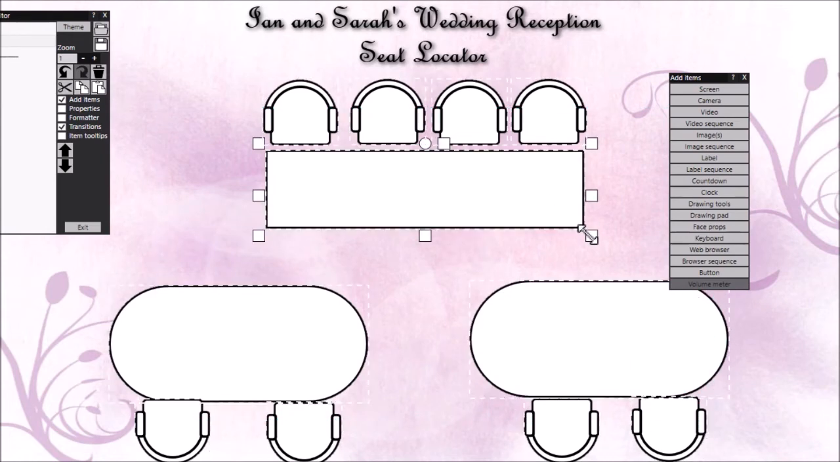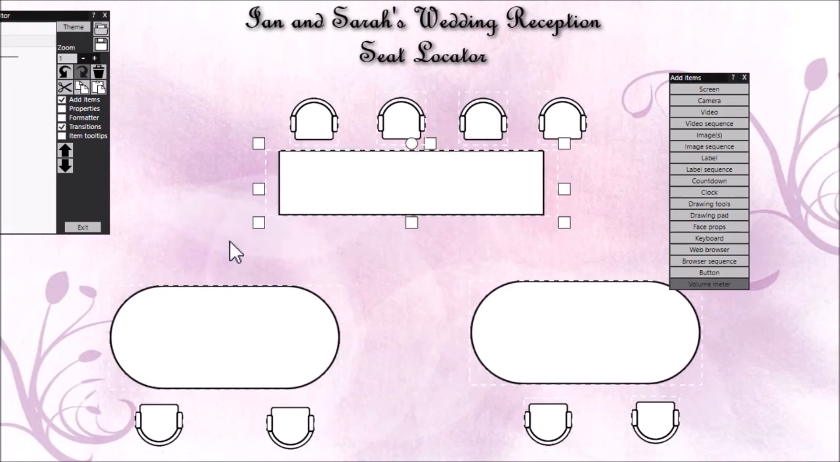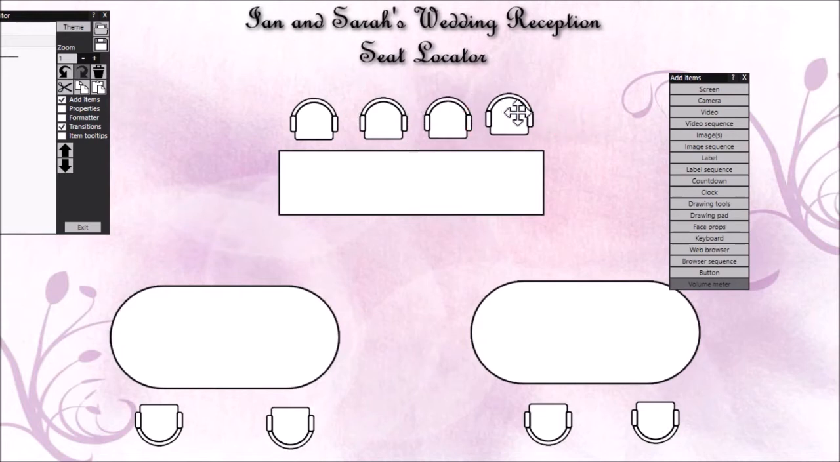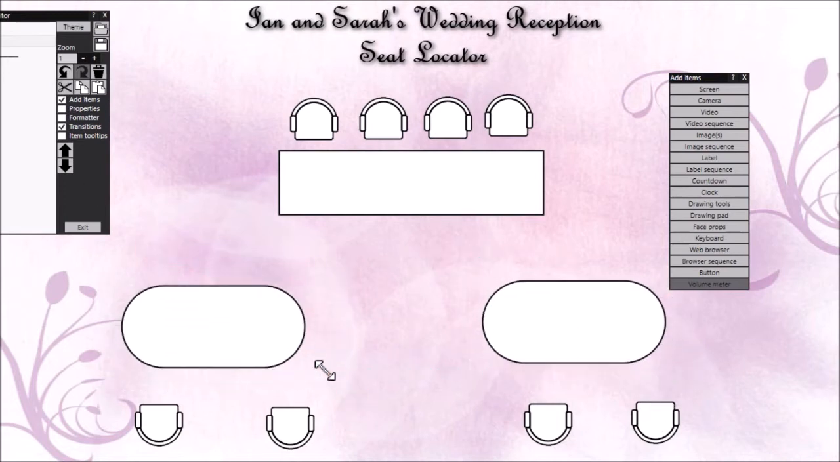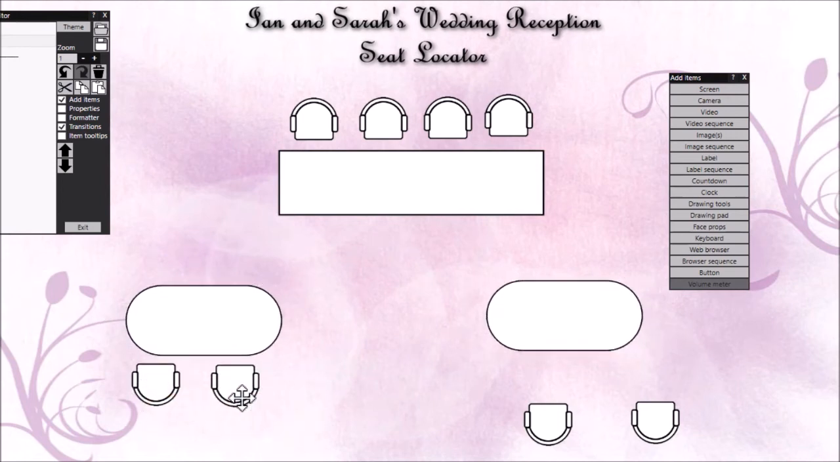Now if I size that, everything sizes. Okay, that's a bit better. Put these here. Make these tables smaller. So drag a rectangle around those 2. Size 1, the other one will size. And then put these seats here.